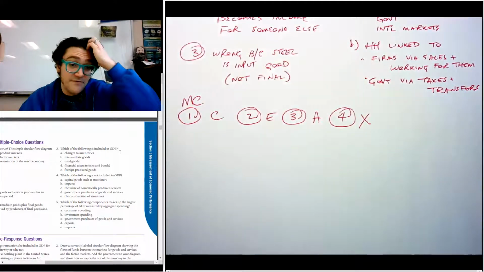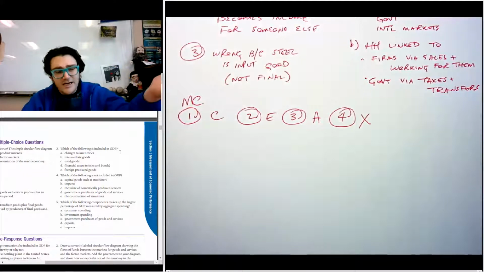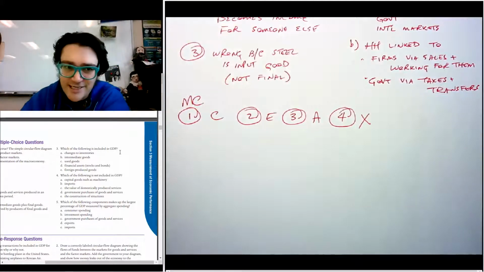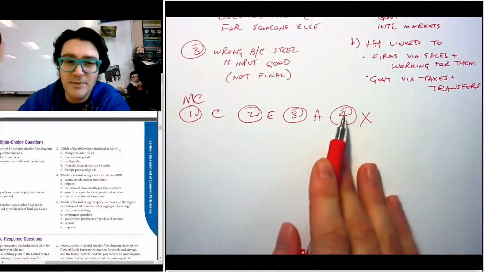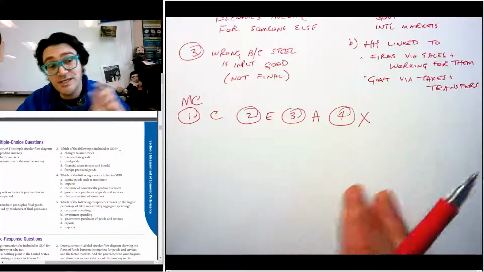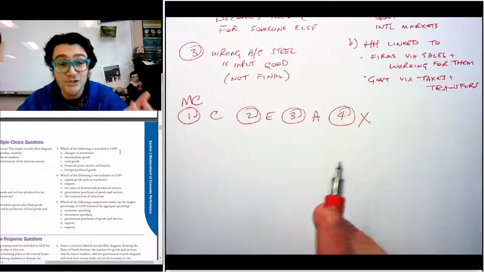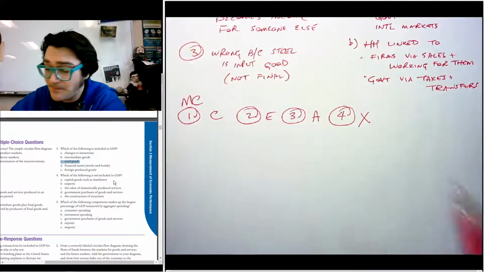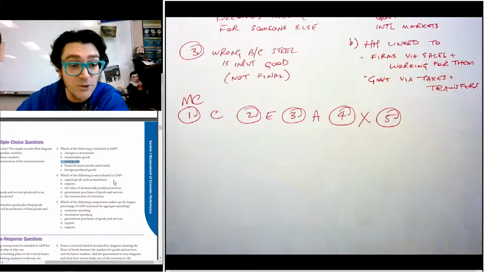But the other stuff is not counted, right? Capital goods such as machinery, well, that is counted. The value of domestically produced services gets counted. Government purchases get counted. The construction of new buildings gets counted. Imports are not counted, only in the sense that they're subtracted. So on a quiz, what I might do is take this question and swap out the word imports and put used goods, because used goods are definitely never counted. Okay, getting off my soapbox.